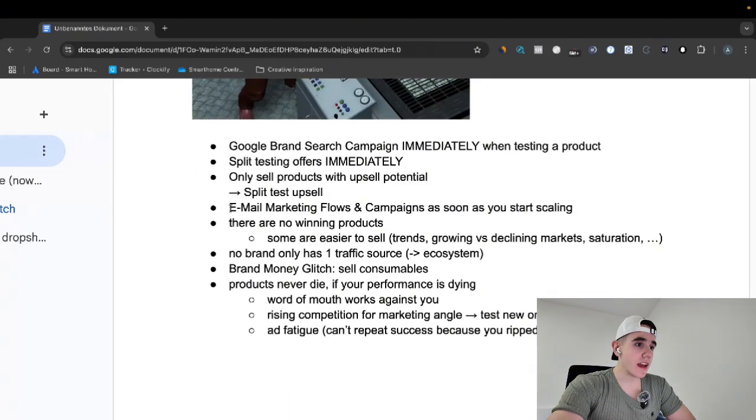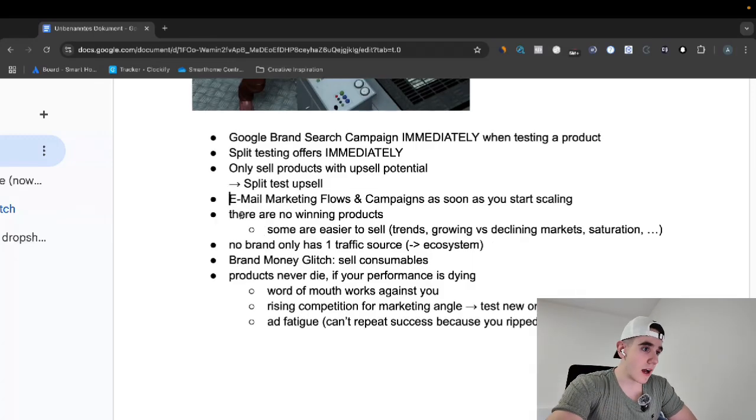Now, next thing, email marketing flows and campaigns as soon as you start scaling. This is extremely important because without this, you're just gonna lose out on a bunch of money. Email marketing makes up like 20 to 30% of my revenue, and I know some people who even got these numbers up like 40%. So if you don't have email marketing, then what the hell are you doing?